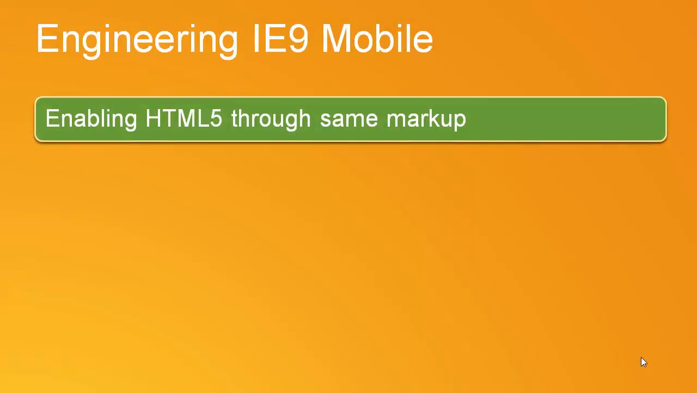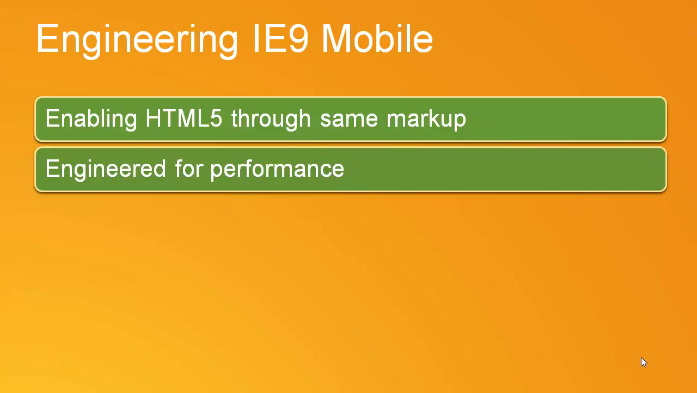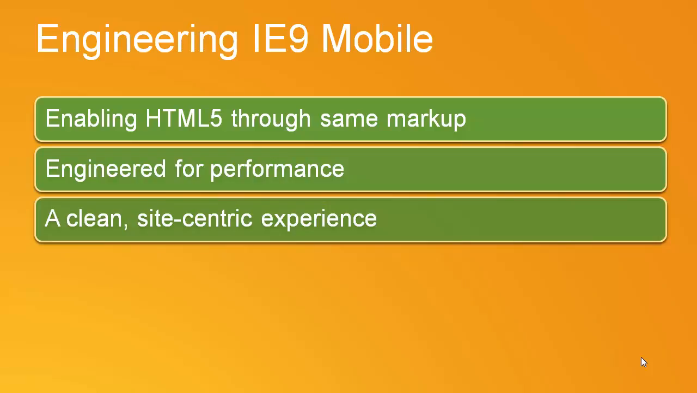So with engineering IE9 in a mobile form, the team had a few objectives that they wanted to meet. The first one is enabling HTML5 through the same markup. That means that those scripts and that markup that you have written for other modern phones should just work under Windows Phone 7. Also, it's being engineered for performance. The Chakra engine, the JavaScript Chakra engine that we talked about in the previous sessions, is also being made available in this new form factor, and that in itself is very impressive.